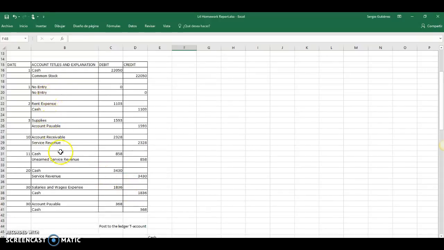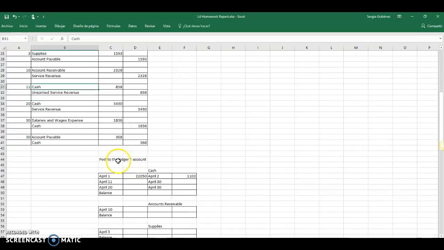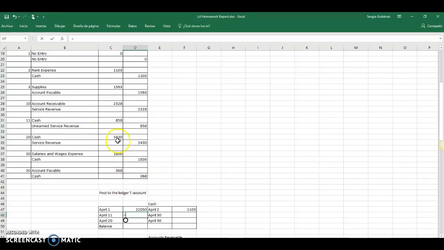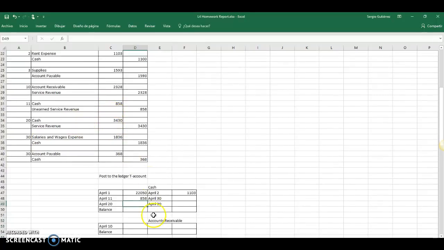The next transaction with cash, we see it on day 11 for $858. So on day 11, we put equal. We select the amount, and we just hit enter and transfer the information. On April 20, we see again the cash account on the debit column. So we put equal, select the amount, hit enter, transfer the information.